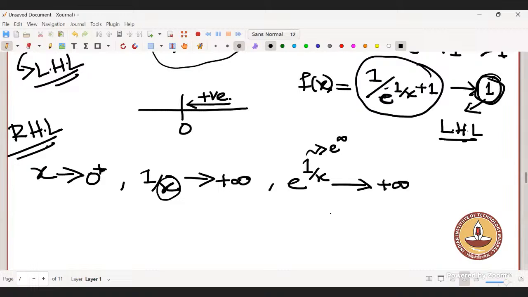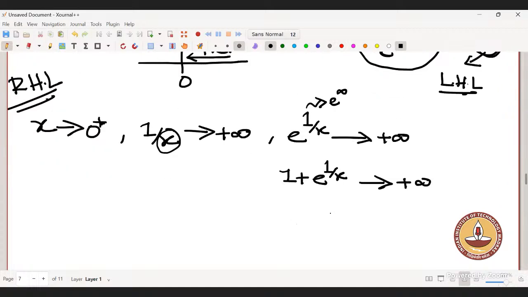And similarly, you can say that 1 plus e power 1 by x, you are just basically adding. This will also go towards plus infinity, right? So if this is going towards plus infinity, then where will 1 plus e power 1 by x go? This will go towards 0, right?